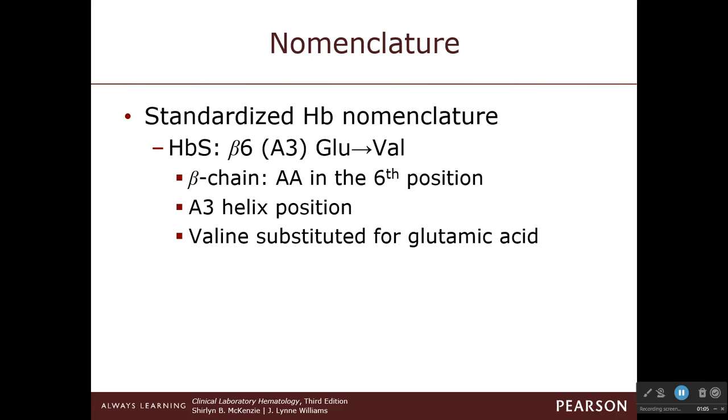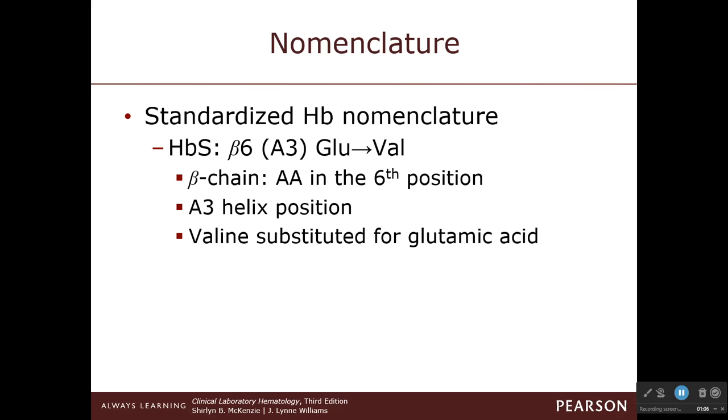If I asked you what the new nomenclature for the hemoglobinopathy hemoglobin S is, you're going to tell me beta 6, A3 helix, glutamic acid is replaced by valine. And it needs to look just like this. Every one of them that we're going to talk about has one of these now. We know what it is. S and C are the two big ones that I want you to be familiar with, and I'll talk to you about C.